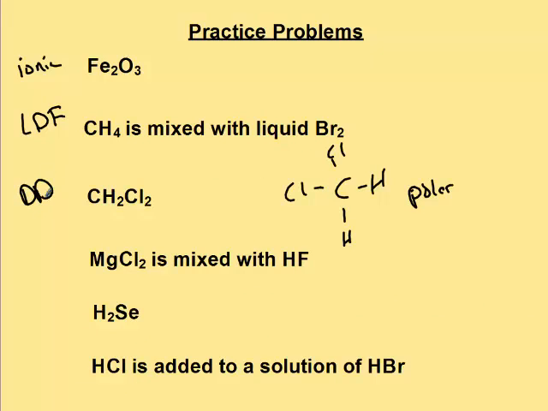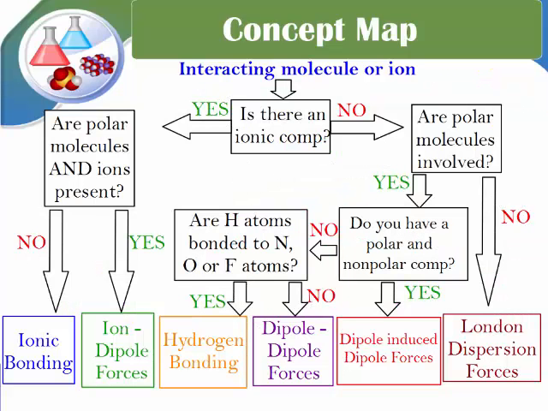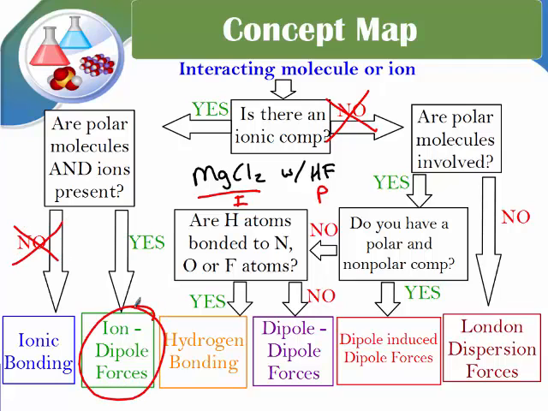Magnesium chloride is mixed with HF. So first, is there an ionic compound? Yes. Do I have polar molecules and ionic compounds present? Well, this one's ionic. This one is not ionic, and it's polar. So, yes. Then that means it's ion dipole. Notice I have two different substances, so I can have an ion dipole.